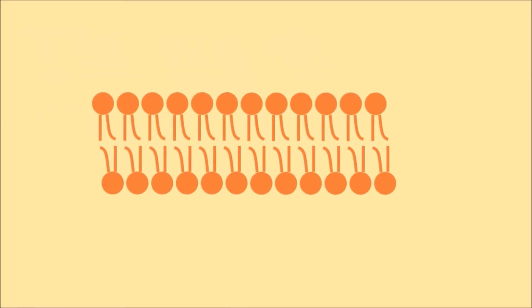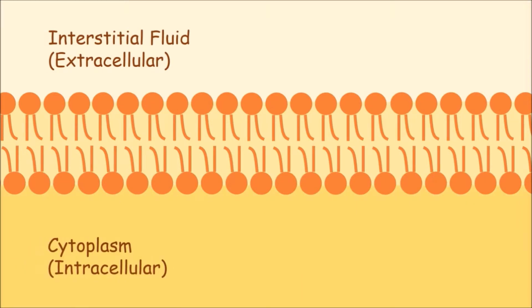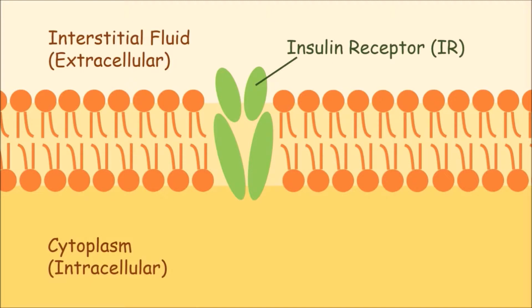First, we have a phospholipid bilayer membrane that divides the cell from the rest of the world. In between the phospholipids, an insulin receptor is embedded, which is basically a protein.